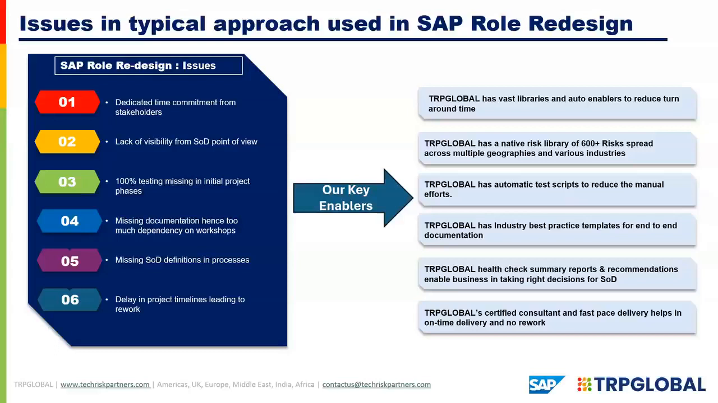Okay. Then delay in the project timelines. Again, to avoid any rework, it is important for us to make sure that we do not have any delays in the timeline of the project. How do we do it? By following all these different enablers that we talked about.